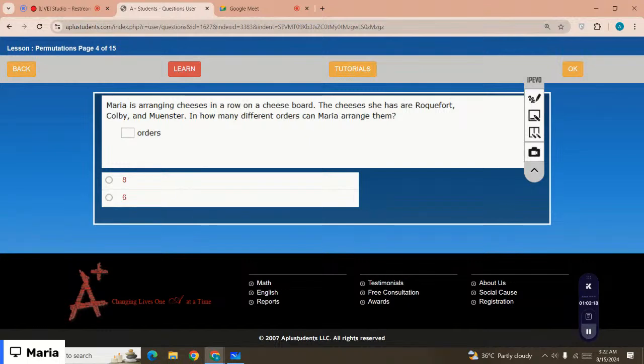That is 6 factorial. The correct option is 6. Okay, you can complete the lesson by yourself later today. Let me just move on to the next lesson.